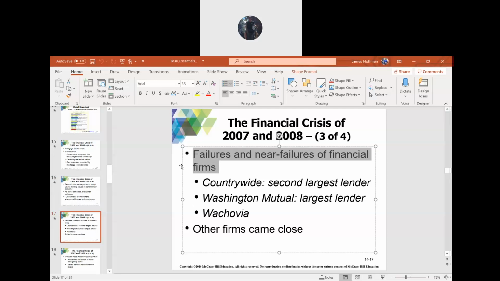Okay, and so you're probably familiar with some of the big institutions that failed or nearly failed. Some huge banking and lending institutions failed: Countrywide, which was the second largest lender, Washington Mutual, Wachovia, and then other really big banks or loan associations almost failed.